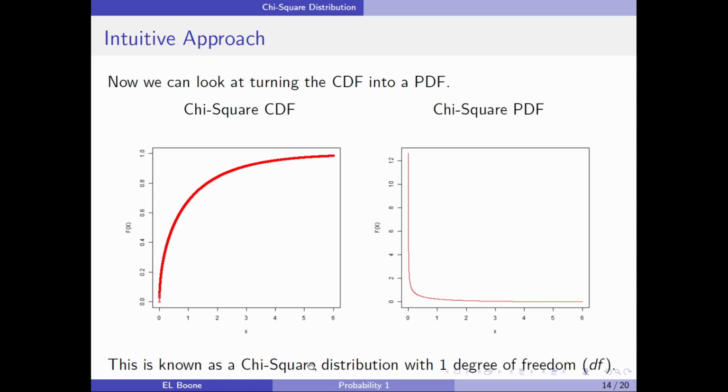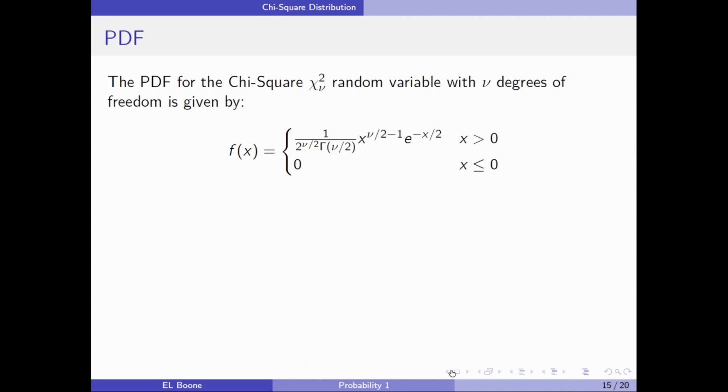Now this is known as a chi-squared with 1 degree of freedom. There are going to be more chi-squareds floating around. They're going to have lots of degrees of freedom, but right now we're just going to focus on this one. Okay, so here, a chi-squared with nu degrees of freedom, and the previous one it was 1, but later we'll figure out how to get more, is given by this formula: 1 over 2 to the nu over 2 times gamma of nu over 2, times x to the nu over 2 minus 1, times e to the minus x over 2, when x is greater than 0, and it's 0 if x is less than 0.